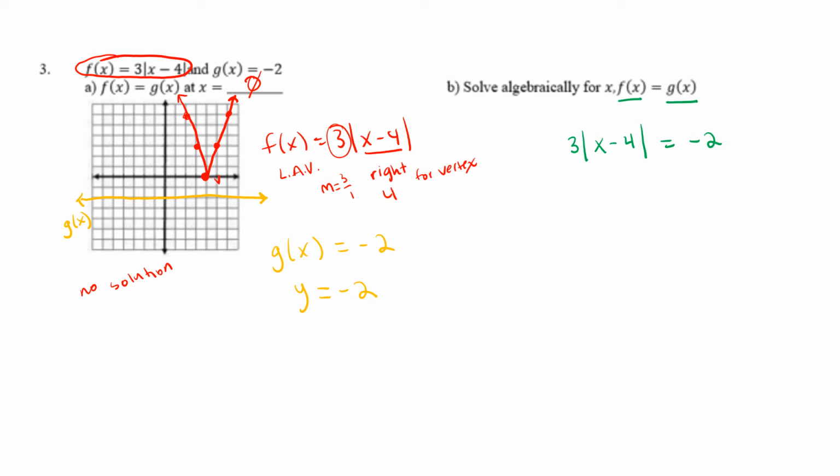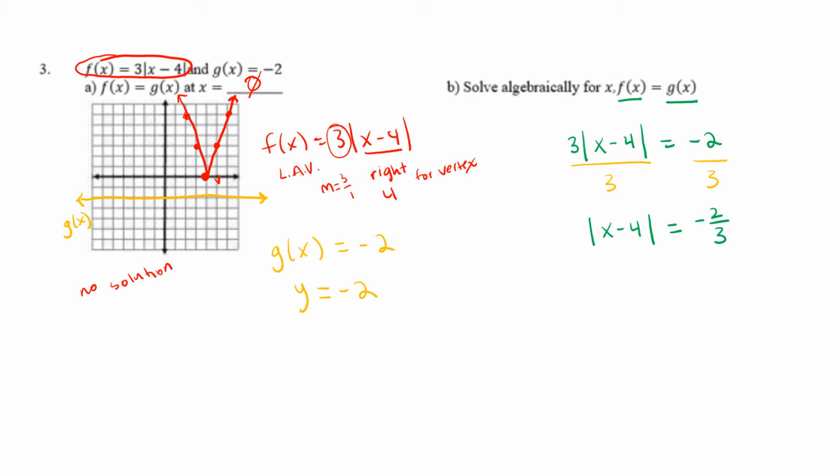Okay, let's go through our steps. First step is to get that absolute value by itself. We can't have the 3 in front of the absolute value of x minus 4. To move it, we divide both sides by 3. Absolute value of x minus 4 equals negative 2 over 3. And we can't go any further. We have to stop right here.